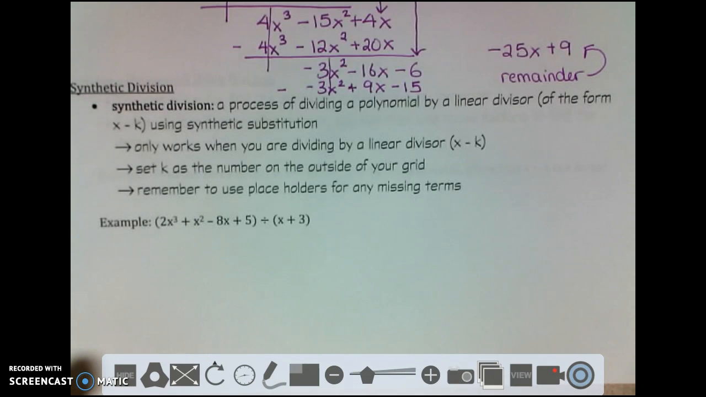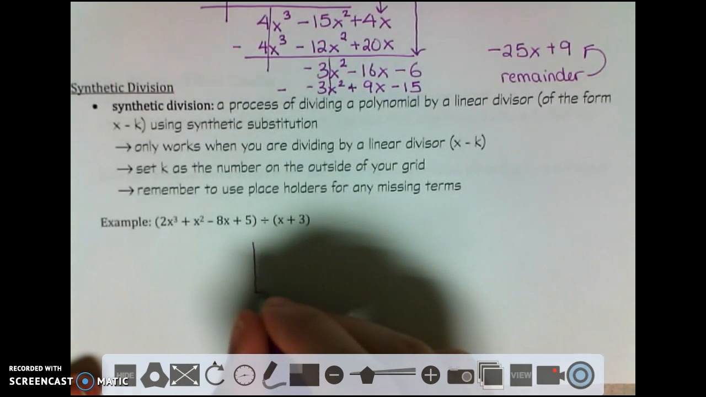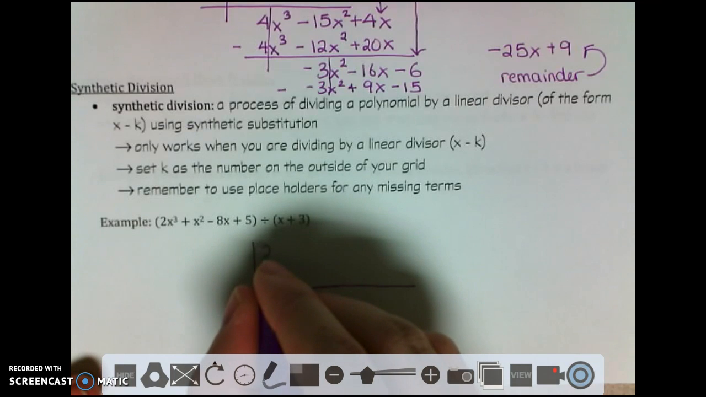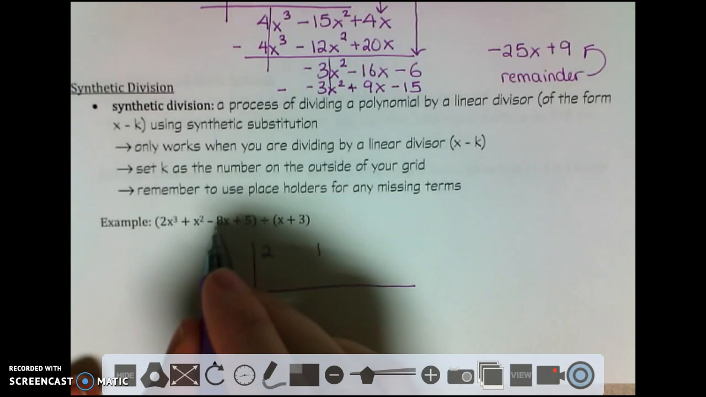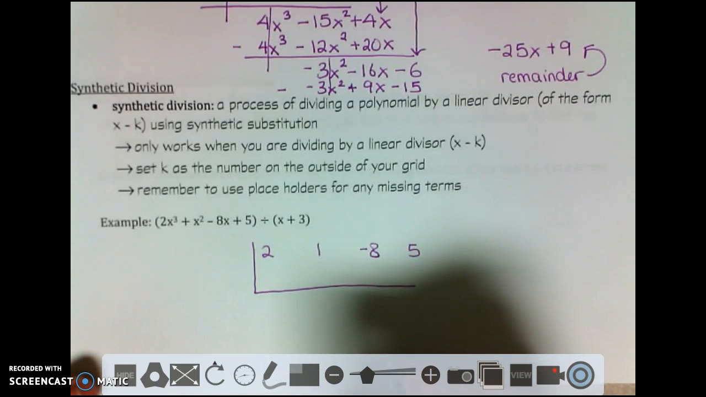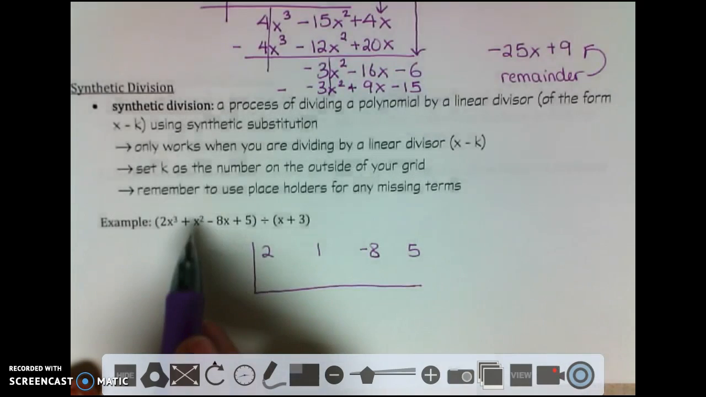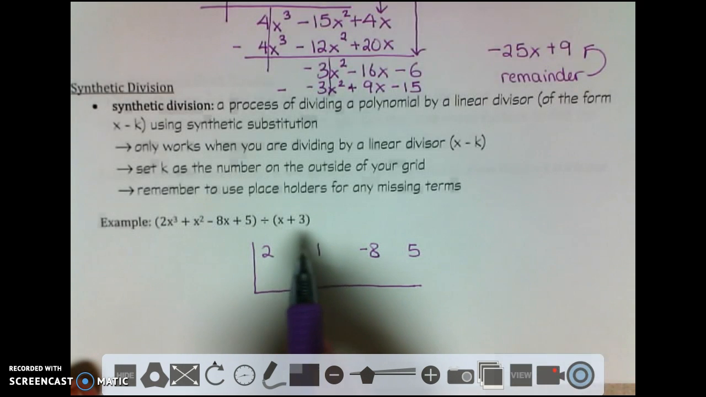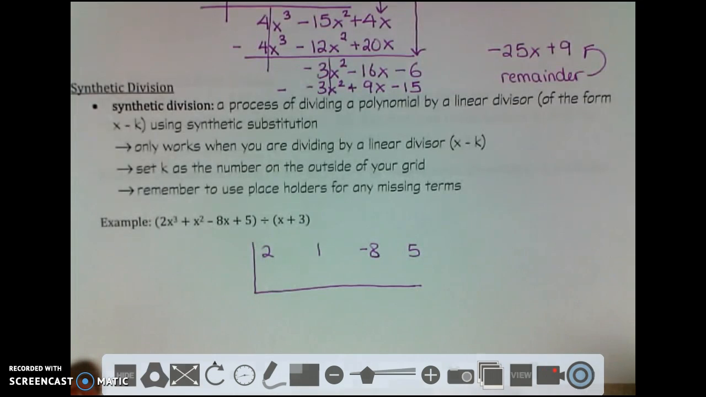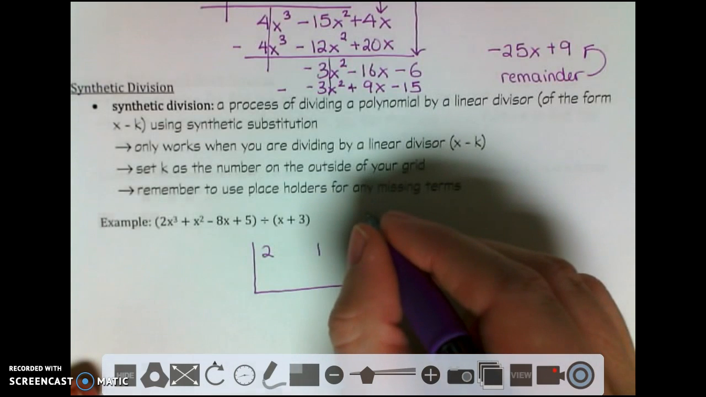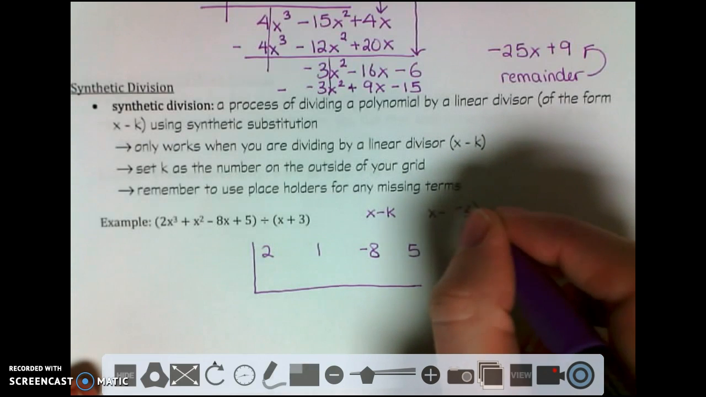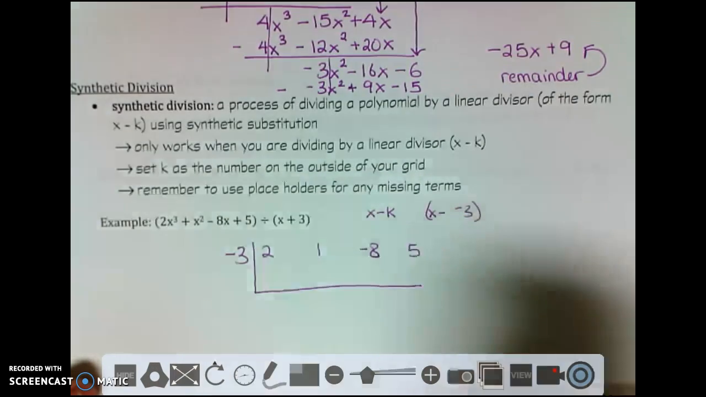So I will set up my grid for synthetic substitution, and I will put in the coefficients of my dividend term. So I have a 2, a 1, a negative 8, remember your signs, and a positive 5. I don't have any missing terms here, so I don't need any placeholders. If I were missing that x squared term, though, I'd need a 0 here. If I were missing my constant term, I'd need a 0 here. So remember to use your placeholders. And then my number on the outside: x minus k, where x plus 3 is x minus a negative 3, so I need a negative 3 out here.